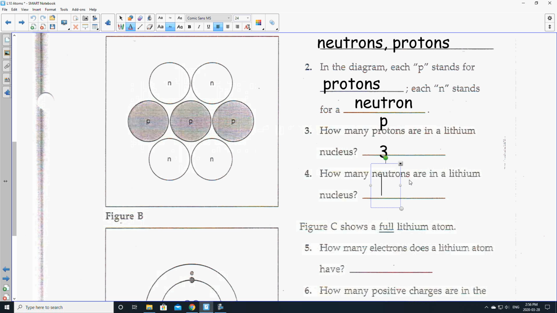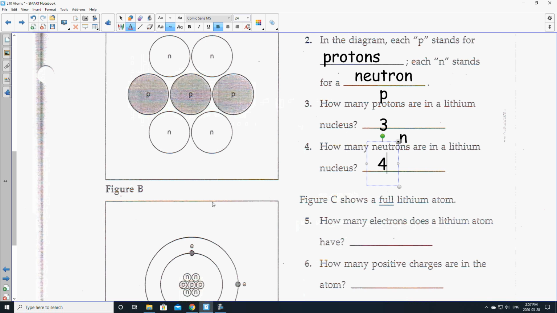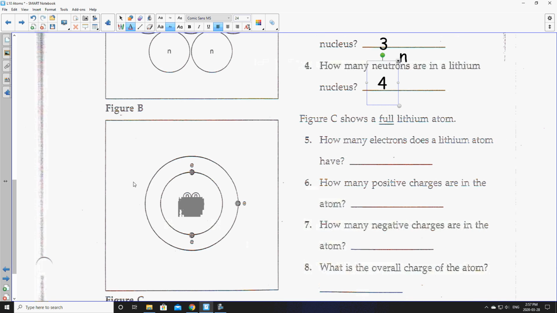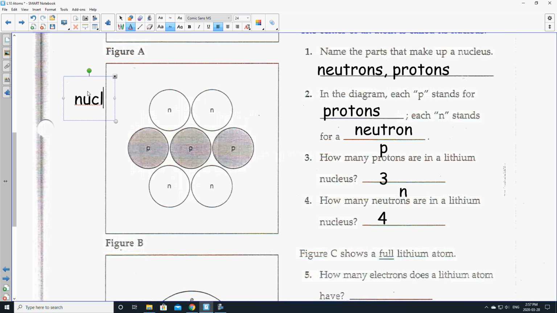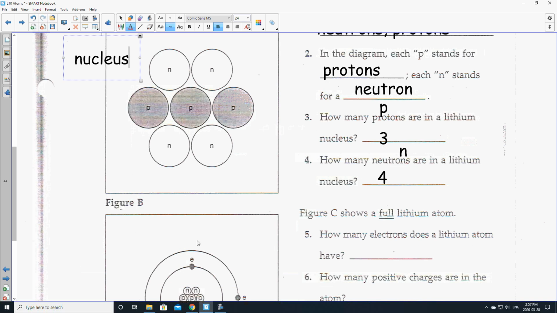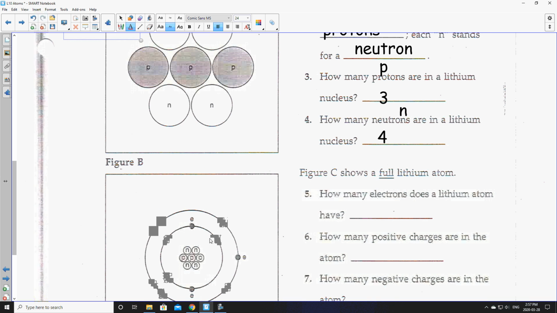Okay, how do you represent neutrons? The neutrons are represented by the N. Okay, so let's count out how many N's there are. 1, 2, 3, 4. Okay, so notice that there are actually a different number of protons and neutrons. That's okay though. Okay, now over here, figure C, which is up here, shows a full lithium atom. Okay, so this was just showing the nucleus. This was just the nucleus, whereas this here is the full atom, okay, including the electrons.